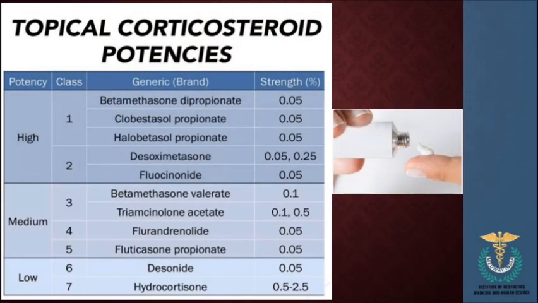These are the topical corticosteroid potencies. Betamethasone dipropionate and clobetasol come under the high potency category along with others in the list. Betamethasone valerate comes in the medium category, and in low we have desonide or hydrocortisone. This is a thing to remember because at times when we are in the treatment cycle, we have to understand the potencies and accordingly prescribe.